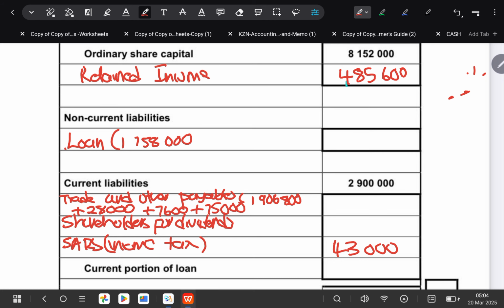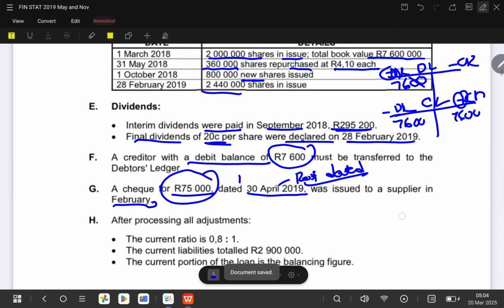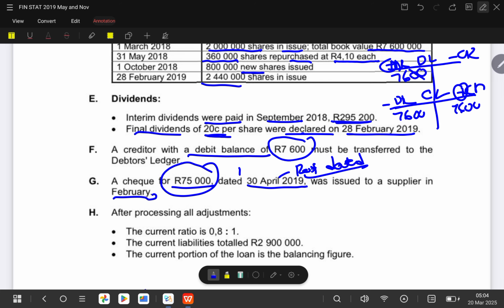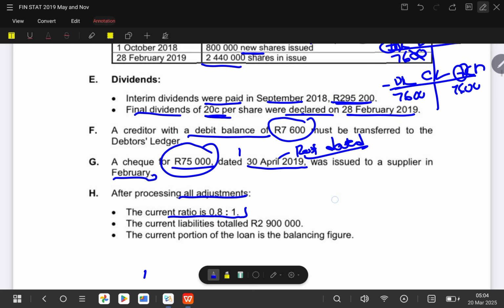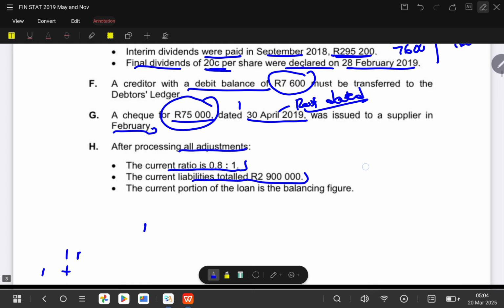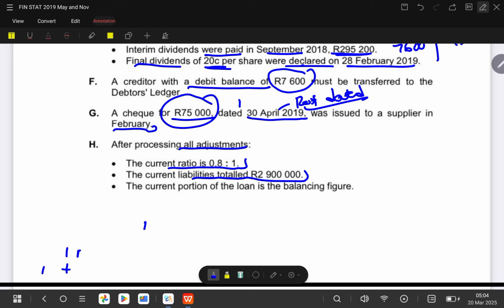And also, please note that we are no longer using checks, so you won't get a transaction that is a check. Next, they are saying that after processing all adjustments, the current ratio is 0.8 to 1, and your total current liabilities is 2,900,000. This one is not a problem. You know that the ratio says your current assets is equivalent to current liabilities.